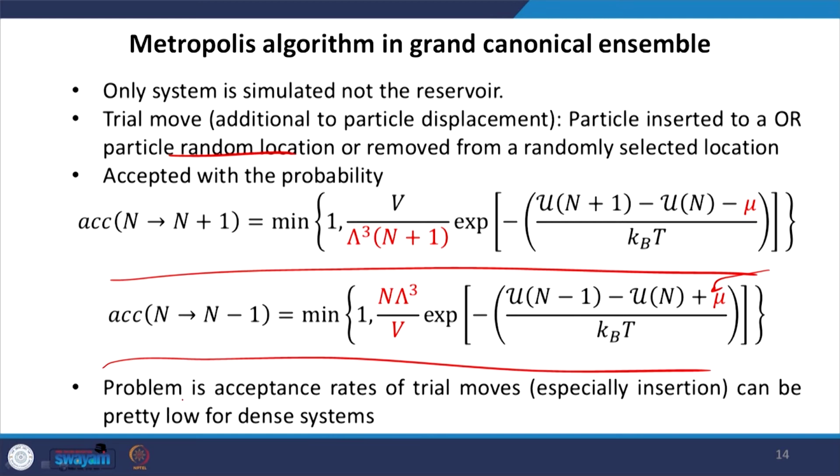And then basically we can keep on going. Again, we are still doing the particle displacement as we were doing in the canonical ensemble, intermittently or after every step as convenient to us or as required for the problem. We will also try some insertion and removal. Both must be done to satisfy the detailed balance condition. We should try both insertion and removal.